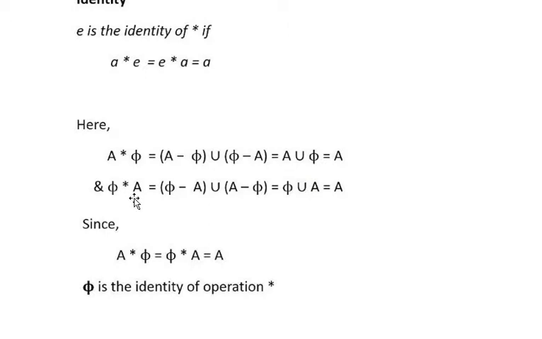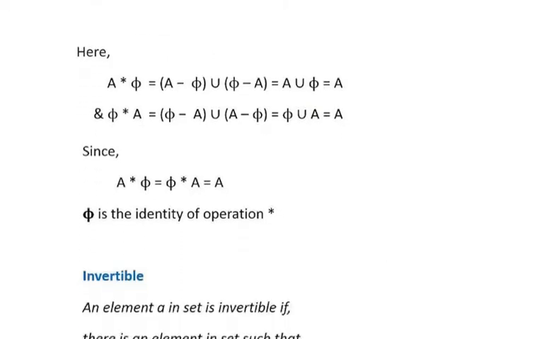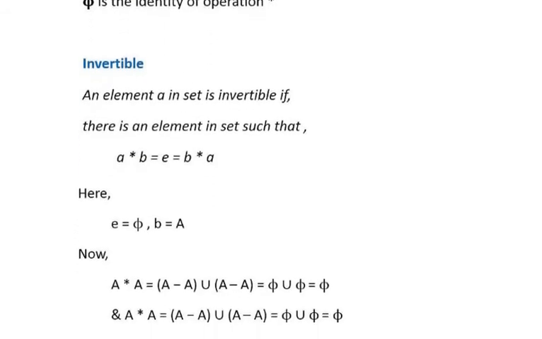Similarly, null set star A, that is null set minus A union A minus null set will give you null set union A, which is A. So here both are equal and is equals to A. Therefore, we can say that null set, that is phi, or empty set is the identity element for the operation star. Now invertible.